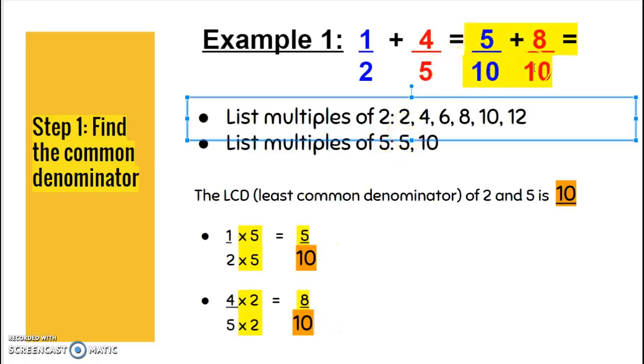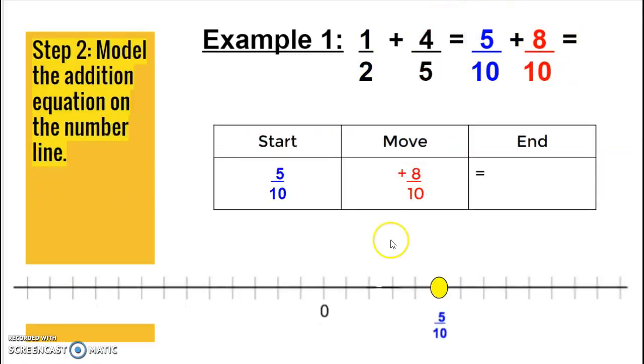And I want you to come back up here to the top of the example and rewrite this. So instead of 1/2 plus 4/5, you're going to write it as 5/10 plus 8/10. Since 1/2 was rewritten as 5/10 and 4/5 was rewritten as 8/10. Now this problem looks very familiar and we're ready to model it on the number line.